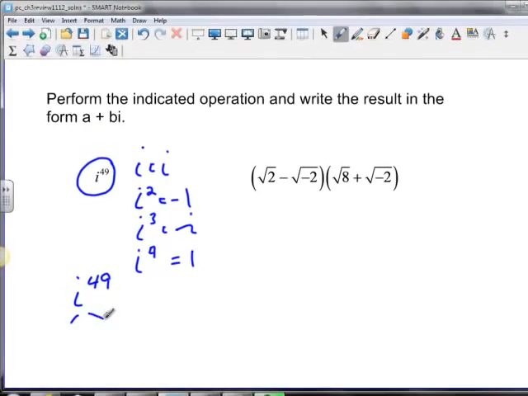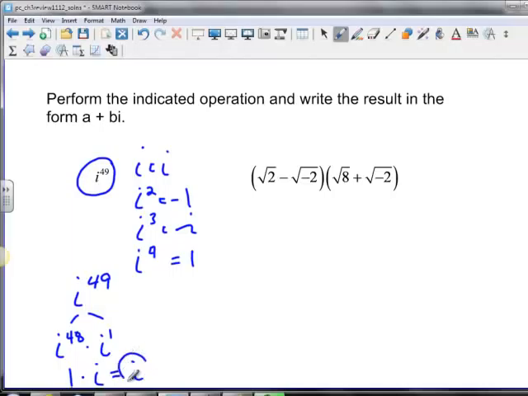So knowing 48 is a multiple of 4, I'm going to write it as i to the 48th times i to the 1st. And the reason I do that is because 48 plus 1, using our exponent rules, gives us i to the 49th. But also, I know that i to the 48th is just 1, because 48 is a multiple of 4. With that being said, it makes it really easy, because now I have 1 times i, which is just i.